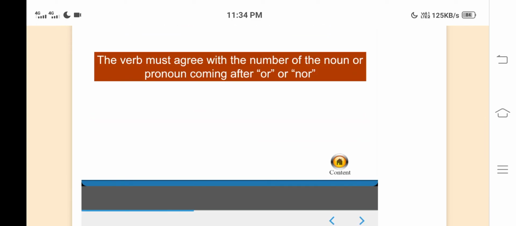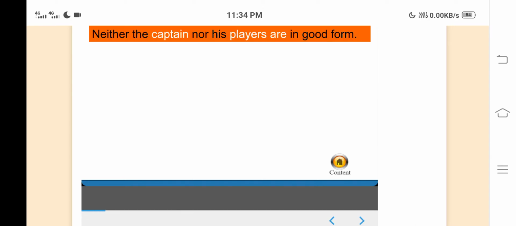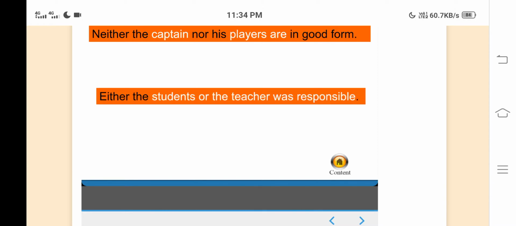Rule 2. If two nouns or pronouns are joined by or, nor, the number of the subject is decided by the noun or pronoun coming later. For example, neither the captain nor his players are in good form. Either the students or the teacher was responsible.